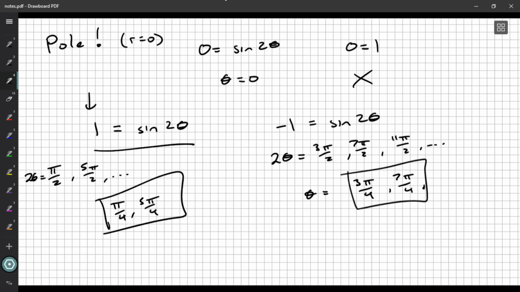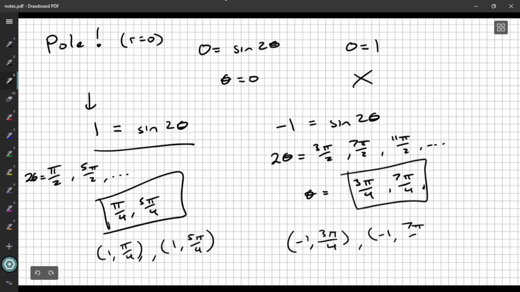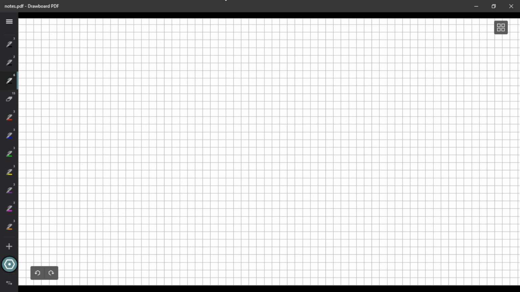And if we plug them into our curve, we'll do the sine 2 theta one, we can see that our points are (1, pi by 4), (1, 5 pi by 4), (negative 1, 3 pi by 4), (negative 1, 7 pi by 4). Okay, 4 points of intersection, which means I did draw my curve a little hastily.